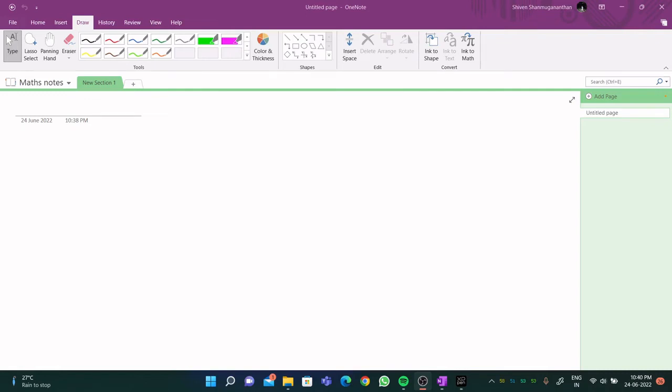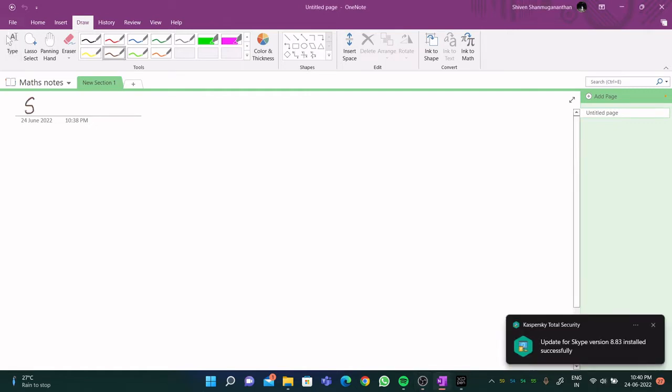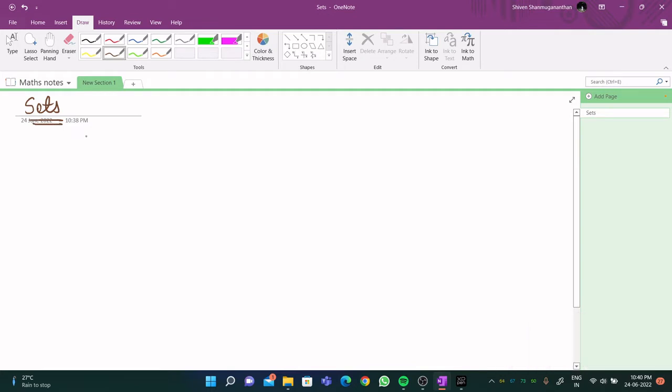Evening. Today we will be starting with the first chapter in maths, which is sets. Now, sets is a very important concept in maths. This is used in almost every stream of maths, and this will also be used in the next chapter. We will do relations and functions. Fine. So let's start off by defining what a set is.